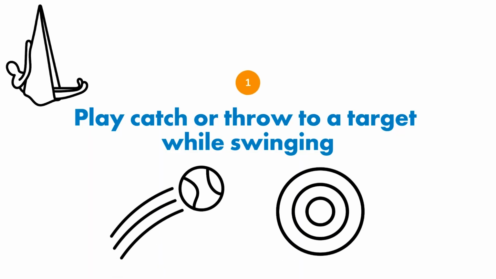All right, let's jump into our 5 activities that are going to target the visual vestibular systems, work on integrating them together to work a little bit better. The first one is doing a swing activity while either throwing to a target or playing catch.